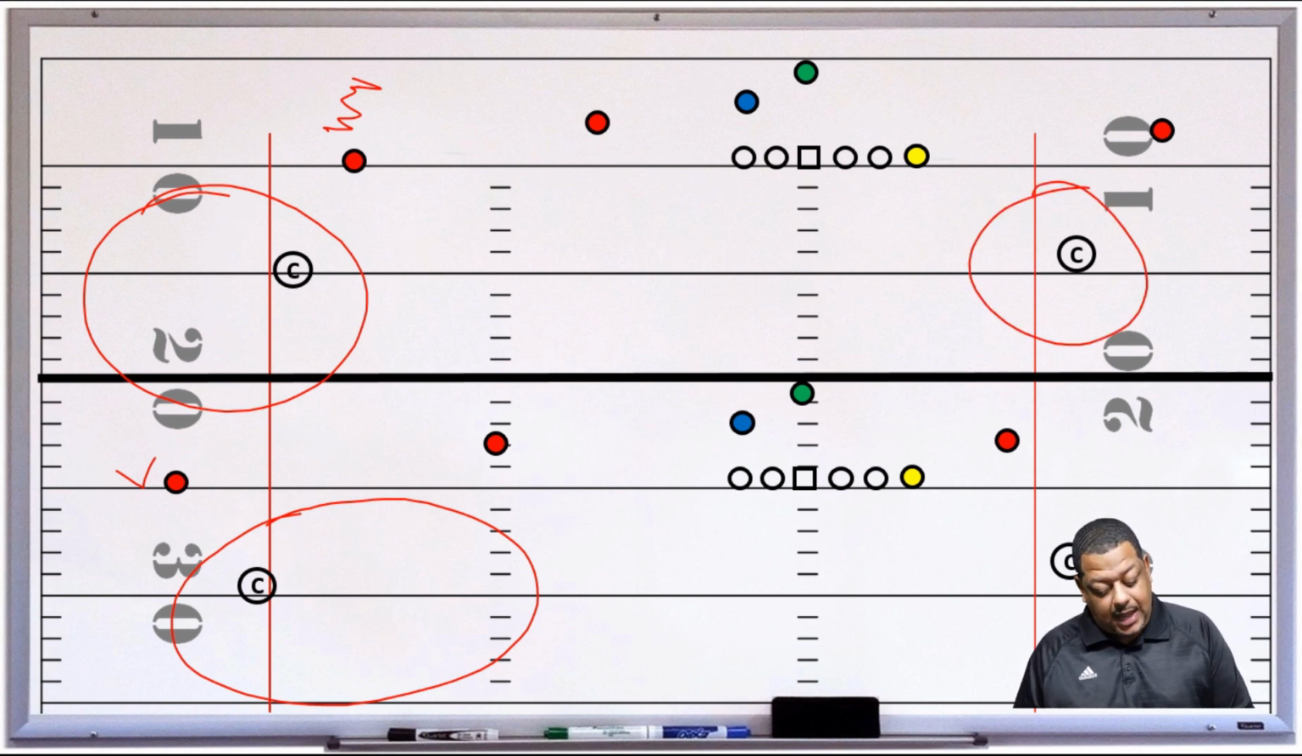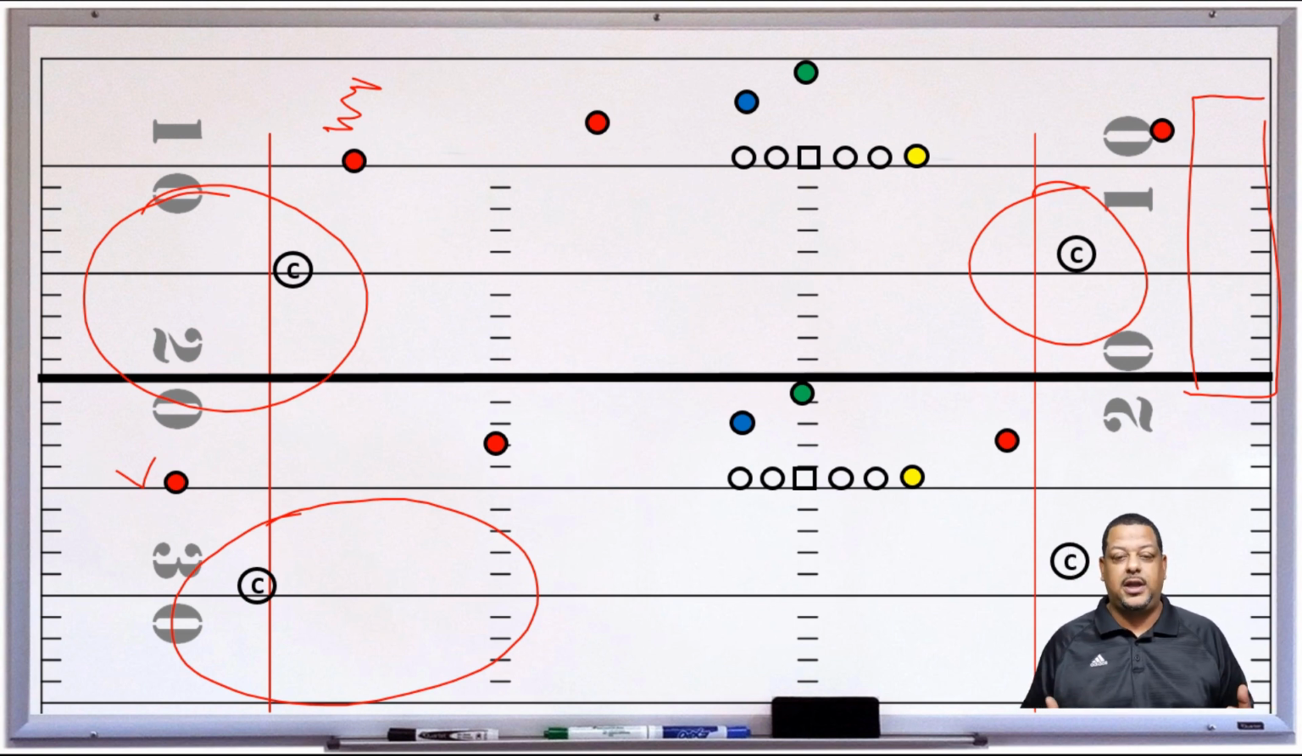Why? There's not much space here for him to run anything else. The sideline becomes your friend. There's not much space for him to do anything else. So what does he have to do? He has to work his way inside, whether it be a slant or a drag. I mean, there are numerous routes. But again, we're playing the odds. We want to take something away.